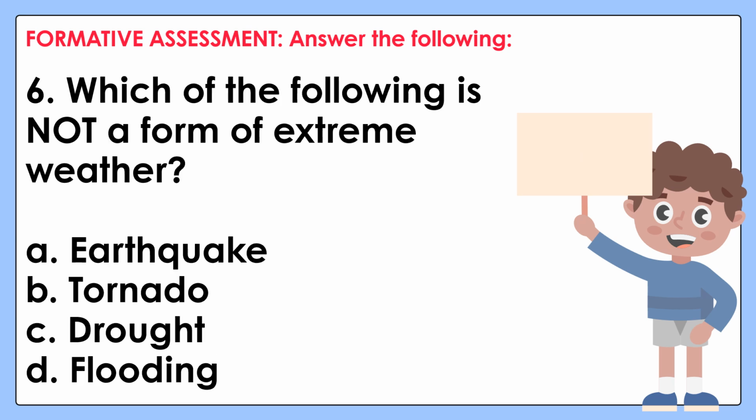Number 6. Which of the following is not a form of extreme weather? A. Earthquake. B. Tornado. C. Drought. Or D. Flooding. The answer is letter A. Earthquake.